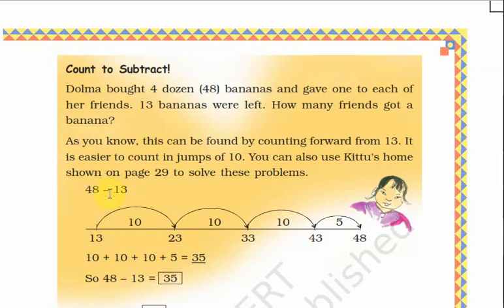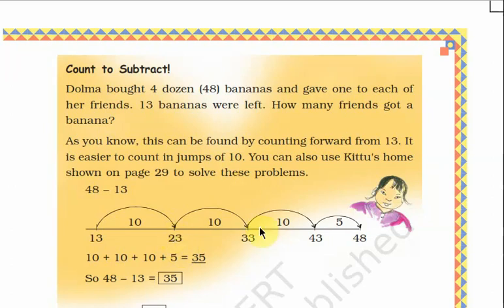So we can start from 13, because this is the smaller number. So for subtraction we are going to start from there. We are making a jump of tens because it is told that it is easier to count in jumps of 10. So from 13 we can make a jump of 10. When you jump 10 steps forward, where will we reach? We will reach 23.